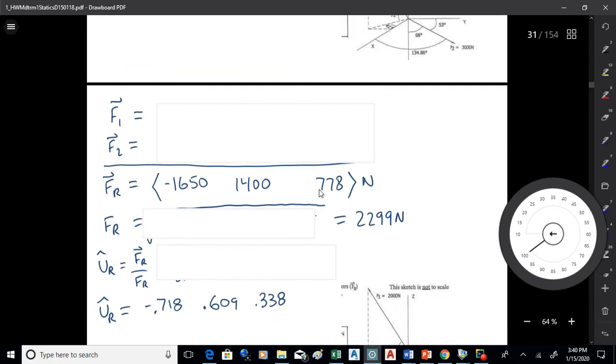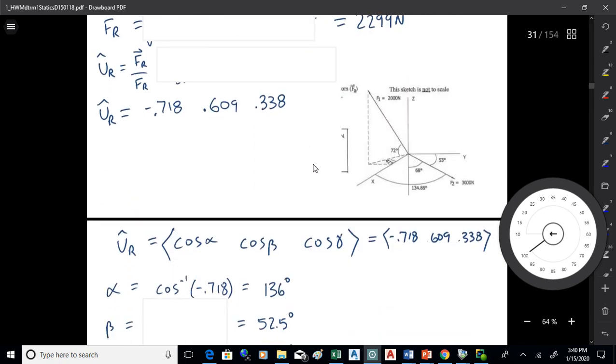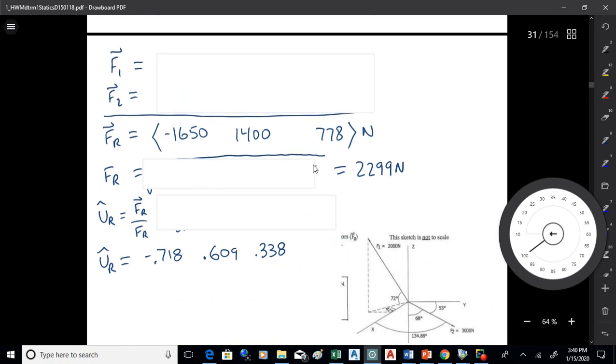Okay, add them together, there's the resultant. You can find the square root of sum of squares and get the 2299. And then you can find the unit vector to find the angles, okay? So that's the process for that first one. You're going to add up F1 and F2 and get FR. Take the square root of sum of the squares, you'll get the magnitude of FR. Divide the vector through by the 2299, you'll get the unit vector. And then do the inverse cosines of the unit vector to get the angles.